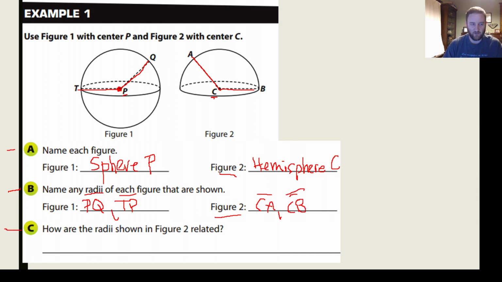And then C, how are the radii shown in figure 2 related? Okay, AC and CB, how do you guys think they're related? Well, we just learned in the past couple of examples that all the radii of a hemisphere are an equal distance from the surface to the middle, right? So we know that they are the same length. Okay, so that's how they're related. They're the same length. Or you could also say they're congruent, right? They're the same length.